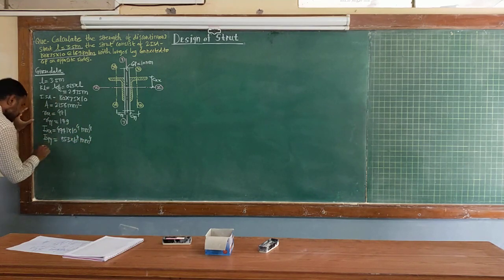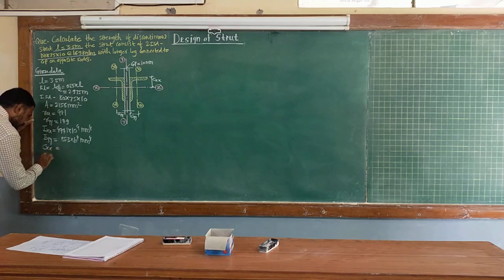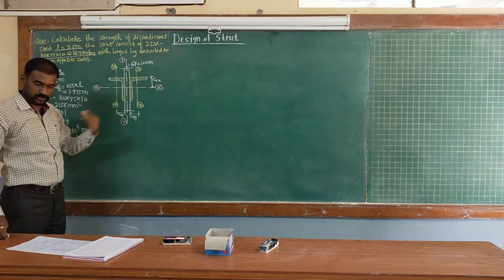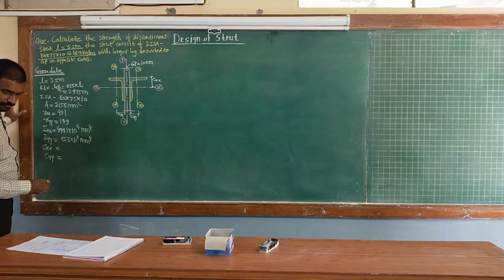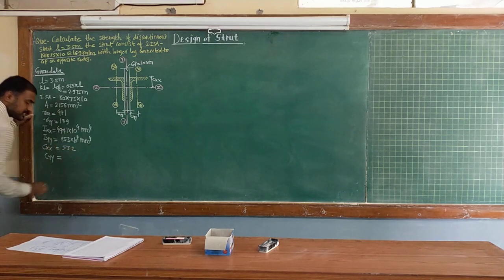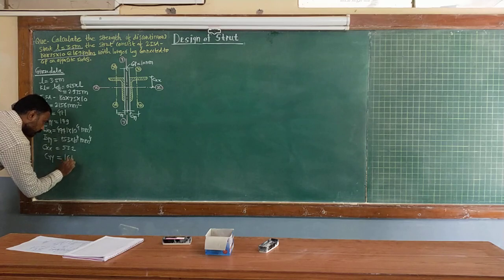Correct? Now again Cxx and Cyy. So the CG of the individual section, this is your Cxx for the individual section, and Cyy value. So Cxx is given as 53.2 and Cyy is given as 16.1.